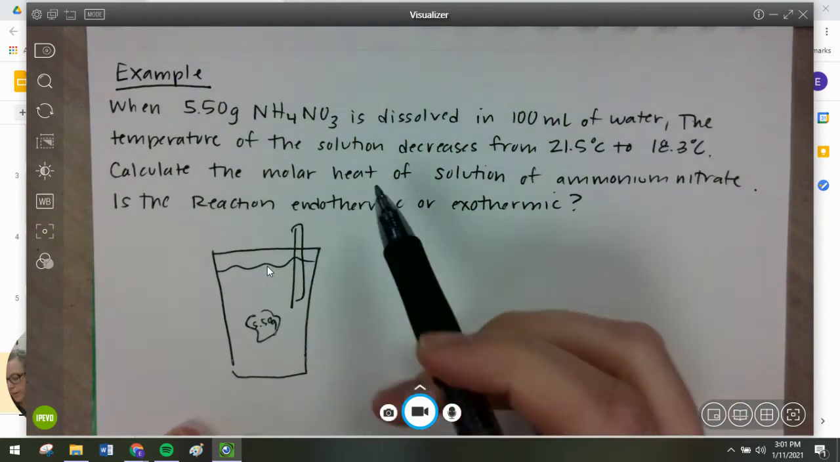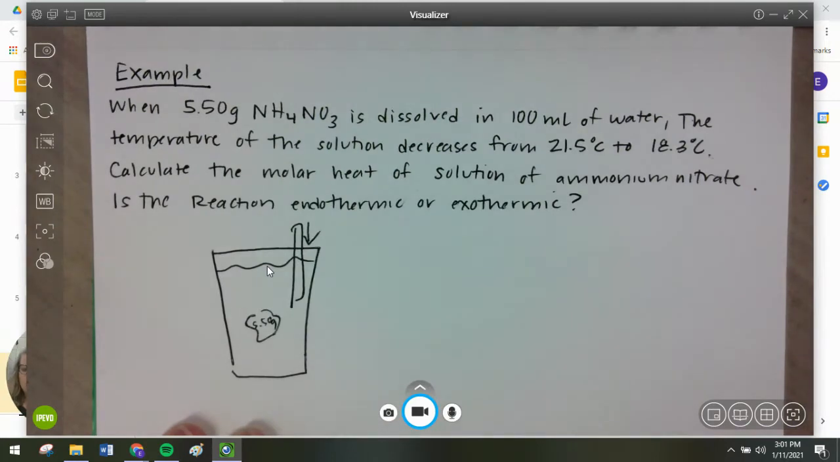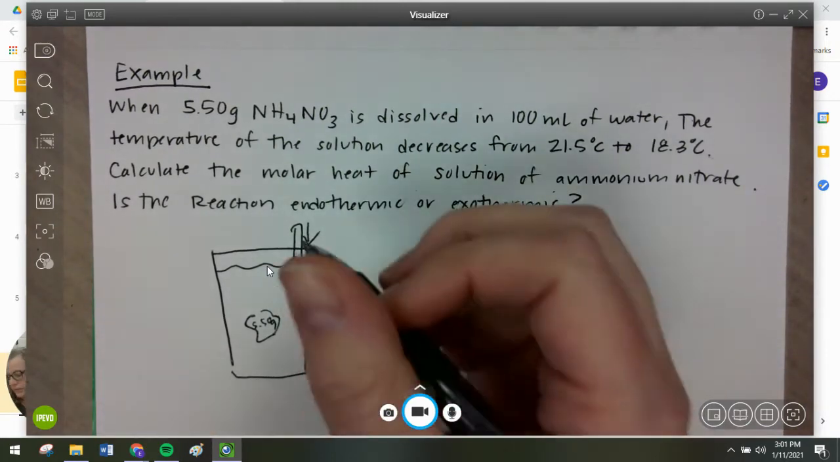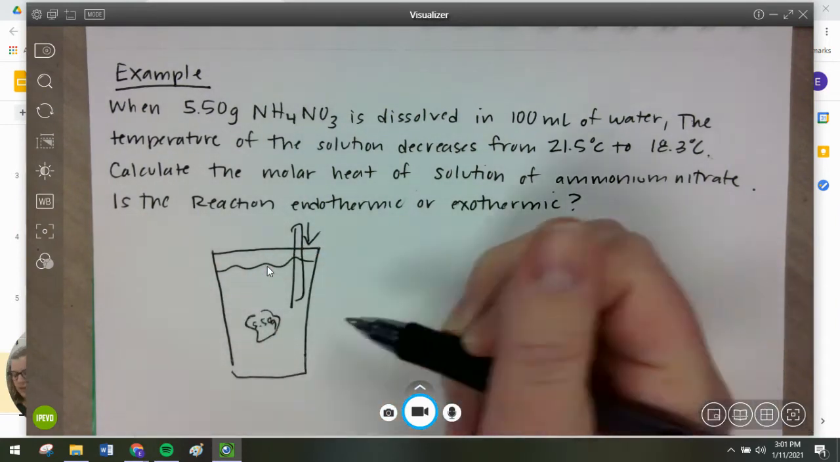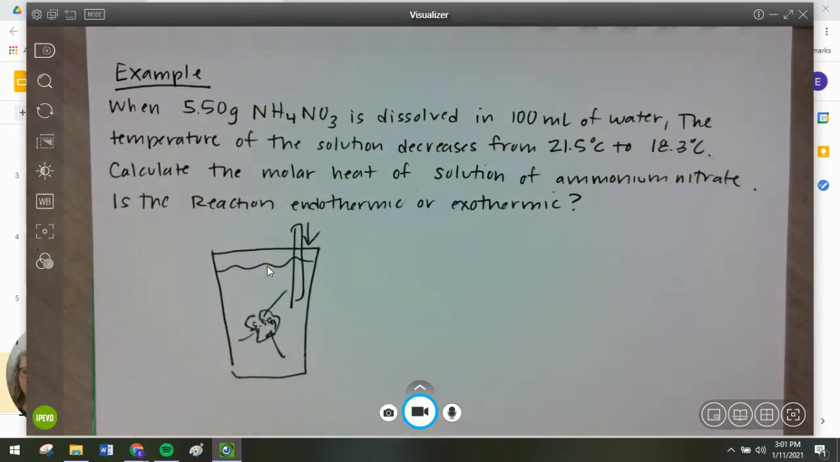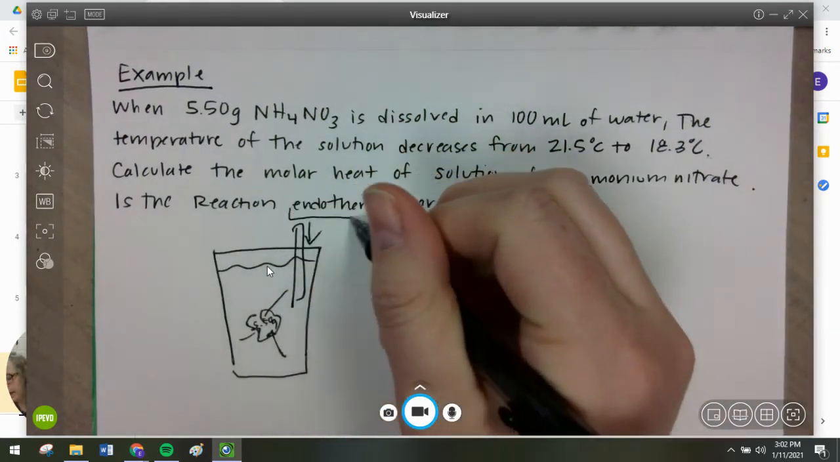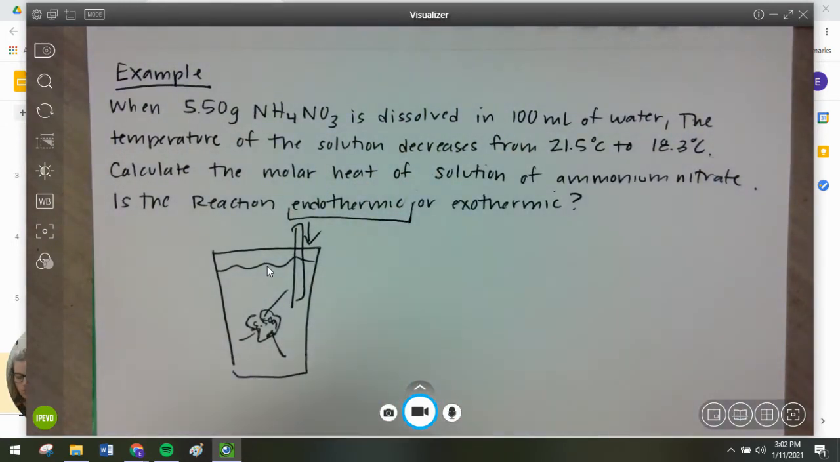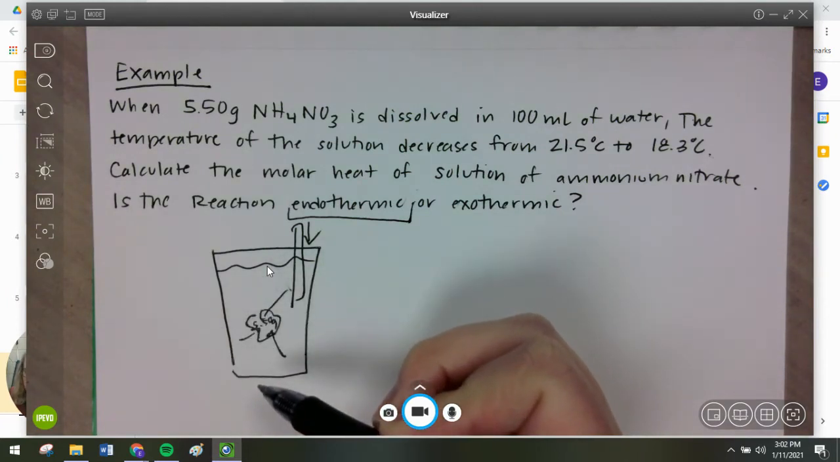If we look at what happens to our temperature, the temperature is going down. So if you think about the energy change that's happening here, if the temperature of the water is going down, that means energy must be going into this particular chemical to make that change happen. If the chemical is absorbing energy, the reaction is endothermic, because the exterior is getting colder. Hopefully that makes sense.